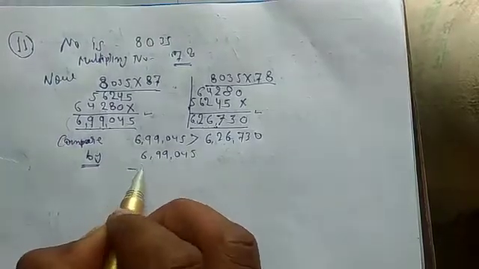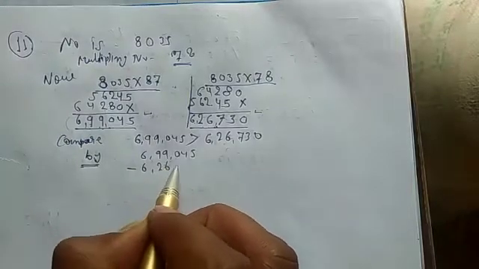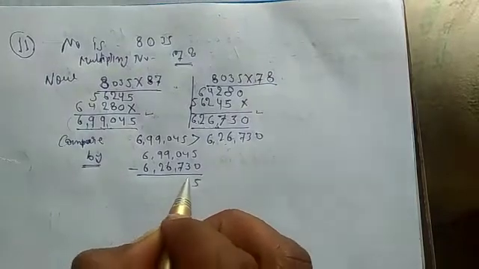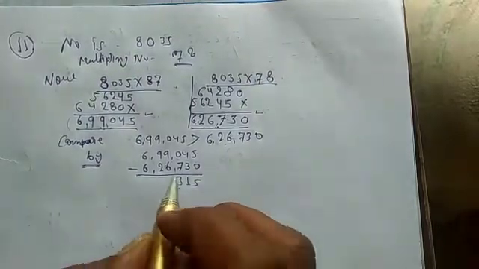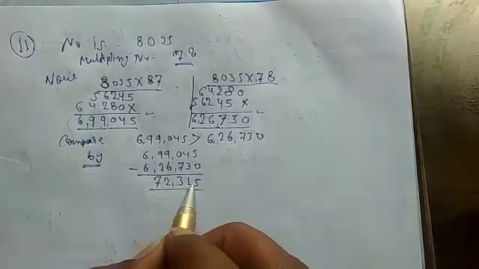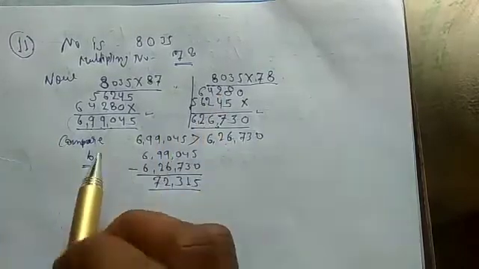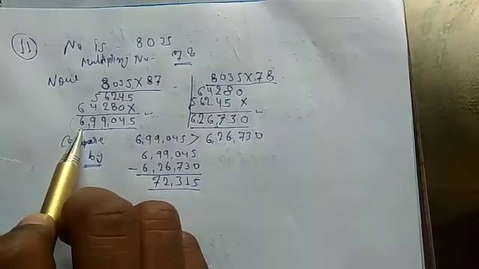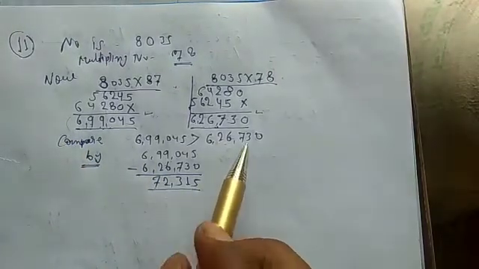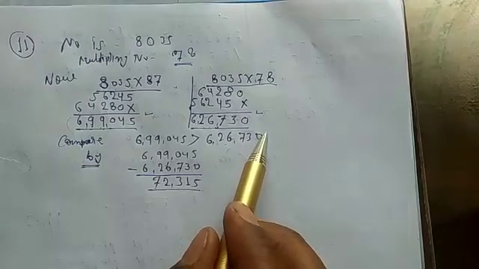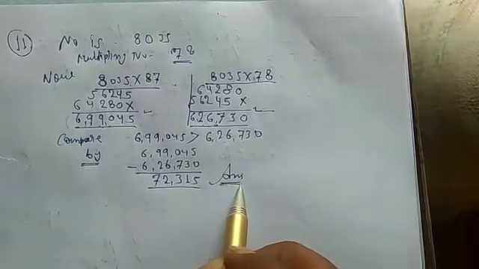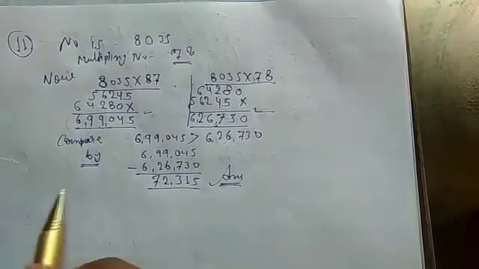6,99,045 minus 6,26,730. Subtract 5, 1, 3, 2 and 7, means 72,315. Means the student's wrong answer is 72,315 greater than the correct one. This is the complete answer of this question. Now start question number 12.